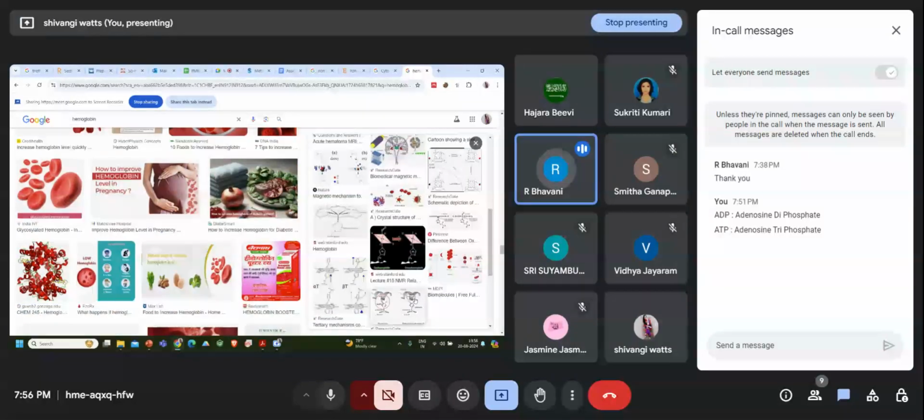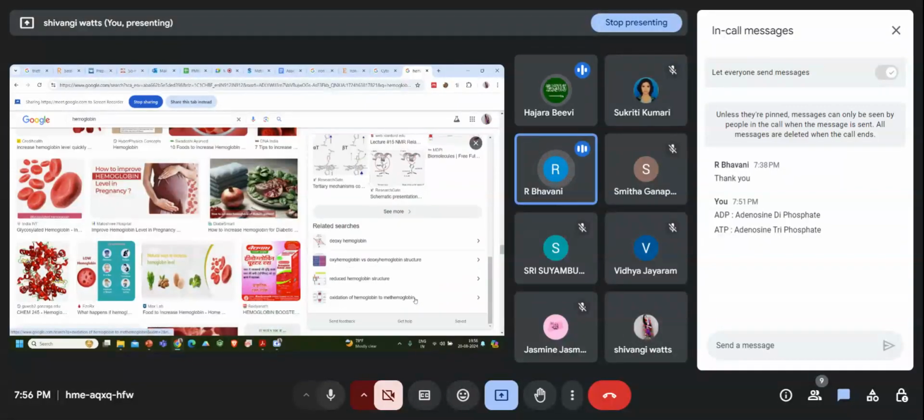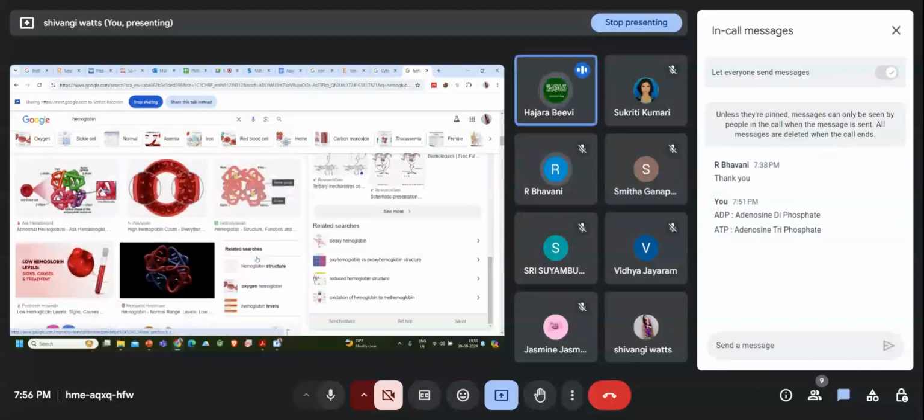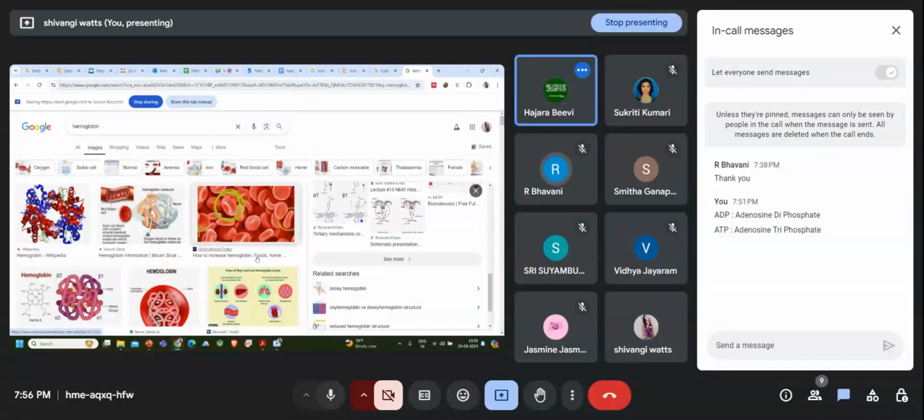Rubredoxin is a two iron cluster. True? No, ma'am, one. Rubredoxin is Fe1S0, one. That's not only what she told. False. Yes, it is false. That's not only what she told. Only one.